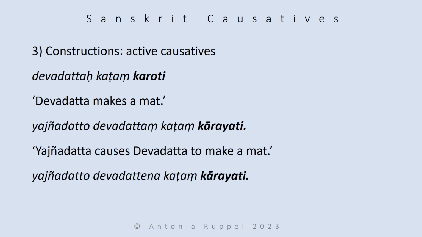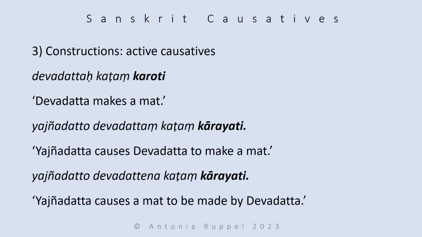However, we also find Yajñadatta Devadattena katan karayati. So we find the same sentence, but Devadatta stands in the instrumental. What can we make of that instrumental? The instrumental is what expresses, among others, the agent of a passive. So apparently what we're looking at here is a sentence that means Yajñadatta causes a mat, katan, to be made, Devadattena, by Devadatta. So karayati, depending on what construction it's used with, may either have to be translated as causes someone to make something, or as causes something to be made by someone.